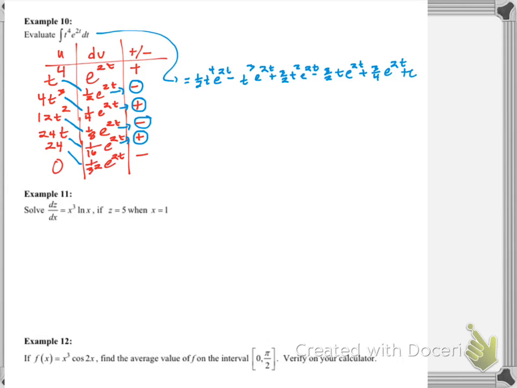So this is it. This is your antiderivative for the integral you see above in example 10. A classic, great use of the tabular method when you have some polynomial with a higher degree. You definitely want to go with that.